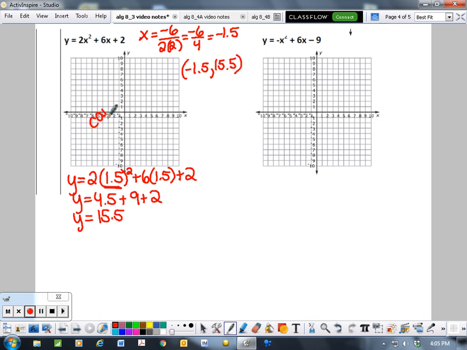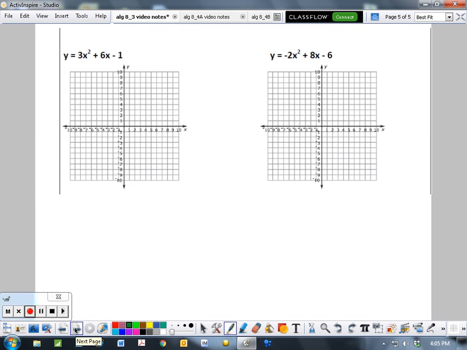But we can't graph on this graph. So we're going to move on. Which is fine because I think I have plenty of problems for us to practice. Yeah, we're good.